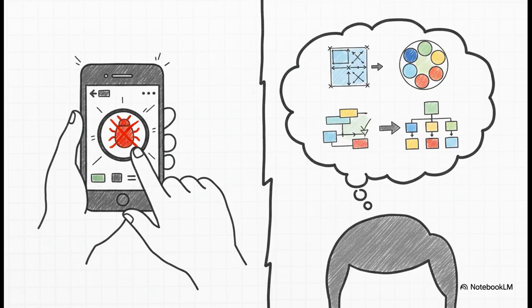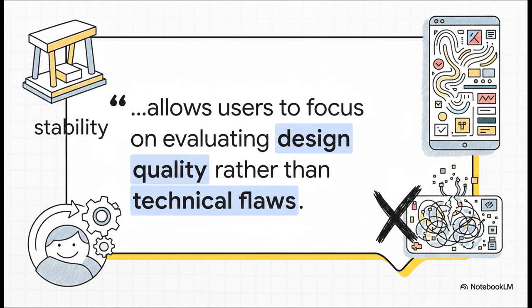So here's the bottom line. When a user has to stop and tell you, hey, this button doesn't work, you learn absolutely nothing about whether that button was a good design choice in the first place. A broken prototype forces you to test the tech, which completely distracts from the real reason you're there, to test the design. And this really gets to the heart of it. The source material puts it perfectly. A stable prototype lets people focus on what actually matters, judging the quality of the design, instead of getting stuck on a bunch of technical glitches.